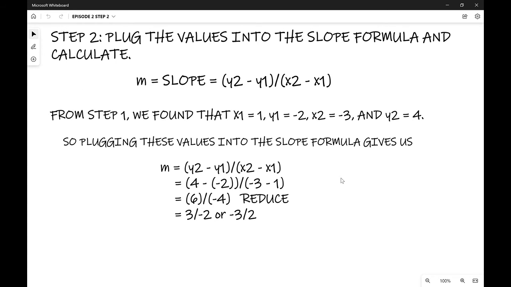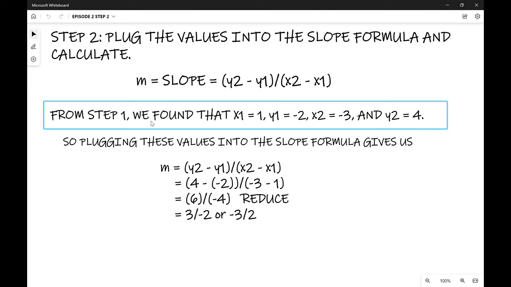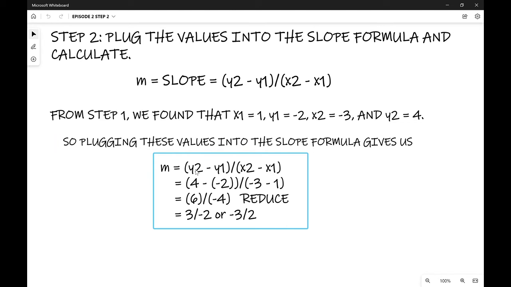Alright, so step 2, plug the values into the slope formula and calculate. We should recall that m equals slope, which is the formula. You pretty much take y2 minus y1 and divide it by x2 minus x1. From step 1, we labeled the points and we established that x1 was 1, y1 was -2, x2 was -3, and y2 was 4. So plugging those numbers into the formula, which again is right here, y2 minus y1 divided by x2 minus x1.